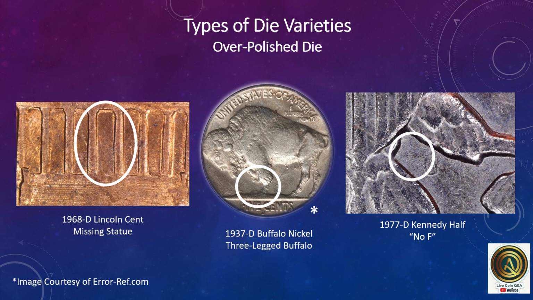Overpolished dies. Here's an example of the statue within the memorial on a Lincoln cent that had been polished away, and the statue is not visible or any evidence of it there. This is a famous overpolished die, the three-legged buffalo 1937 Denver nickel. The 1977 Denver Kennedy half dollar has a no F variant.